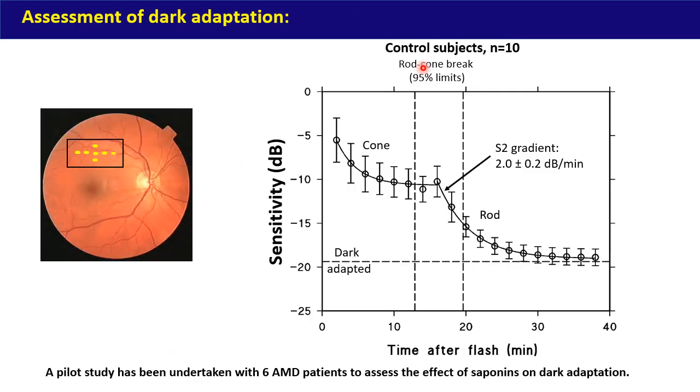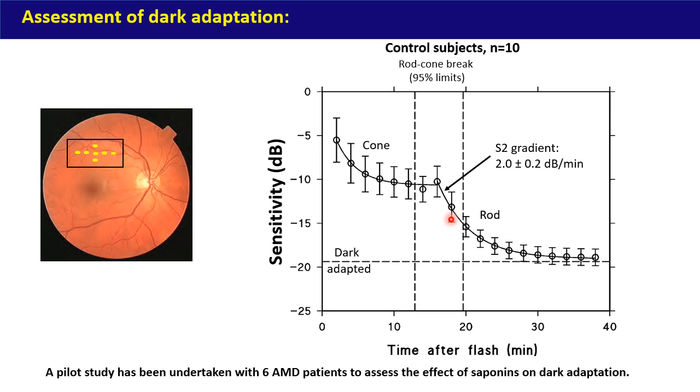I will briefly describe the method for obtaining dark adaptation curves. A bright flash is delivered to the upper macular region enclosed by the rectangle on the fundus photograph. 7 locations within the rectangle are assessed every minute for light sensitivity, and the average is plotted to obtain the dark adaptation curve shown on the right. For control subjects, the S2 gradient of rod recovery is 2 decibels per minute, this gradient here.